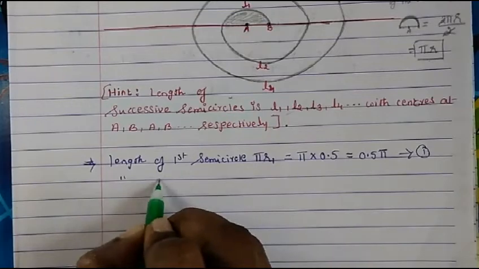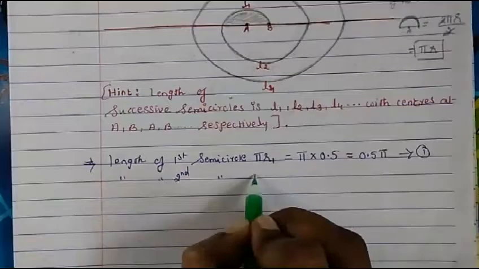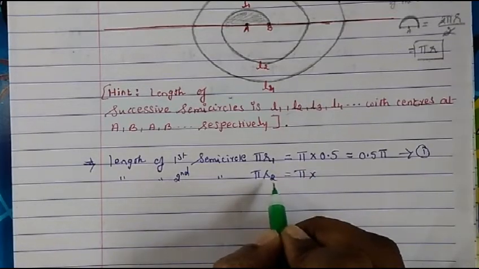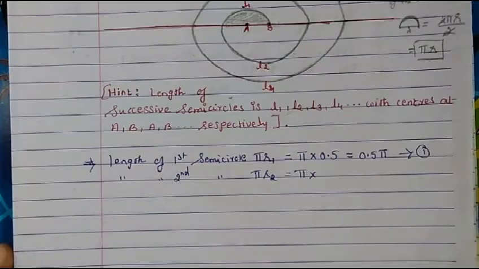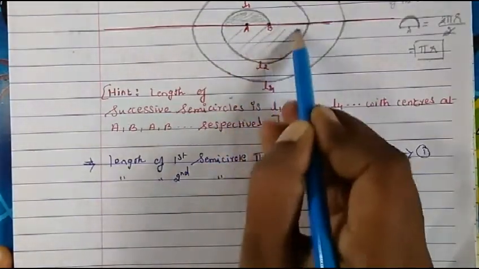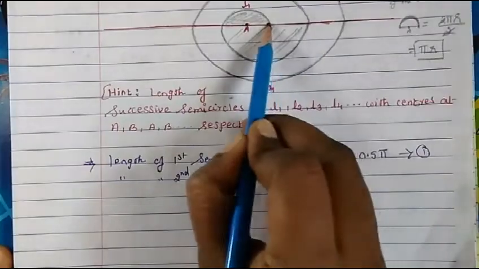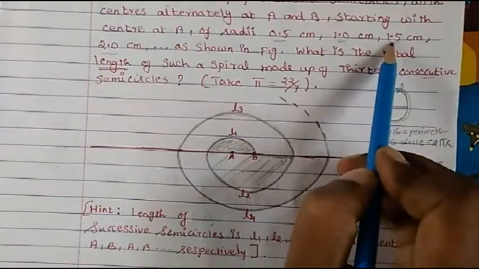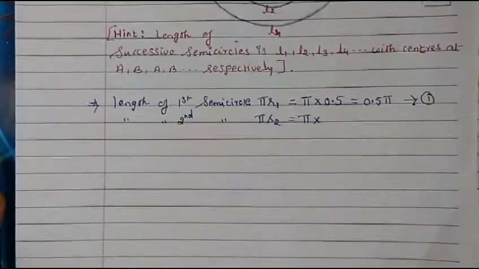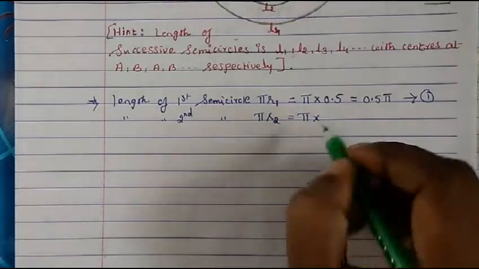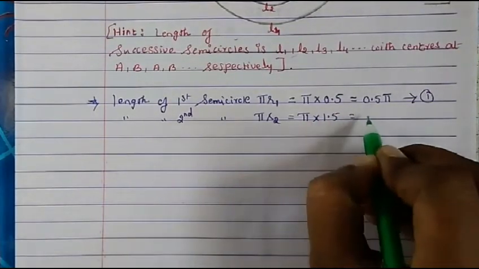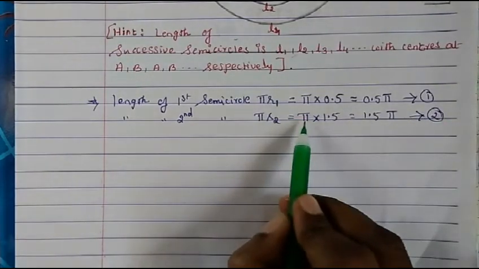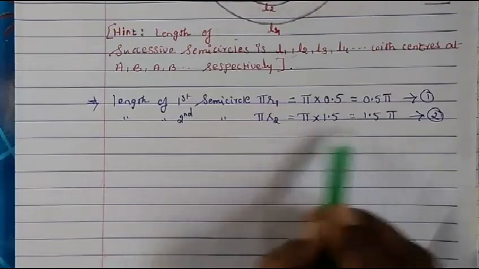Now again, the same way, the length of the second semicircle will be pi r2. So pi we keep as it is, and r2 is the radius for the second part. The second part, the radius is how much? This is the center. It's given to us in the question. I told you to remember this. So 1.5. So when you multiply, you'll get 1.5 pi, because this is a pi. We just write it like that only.